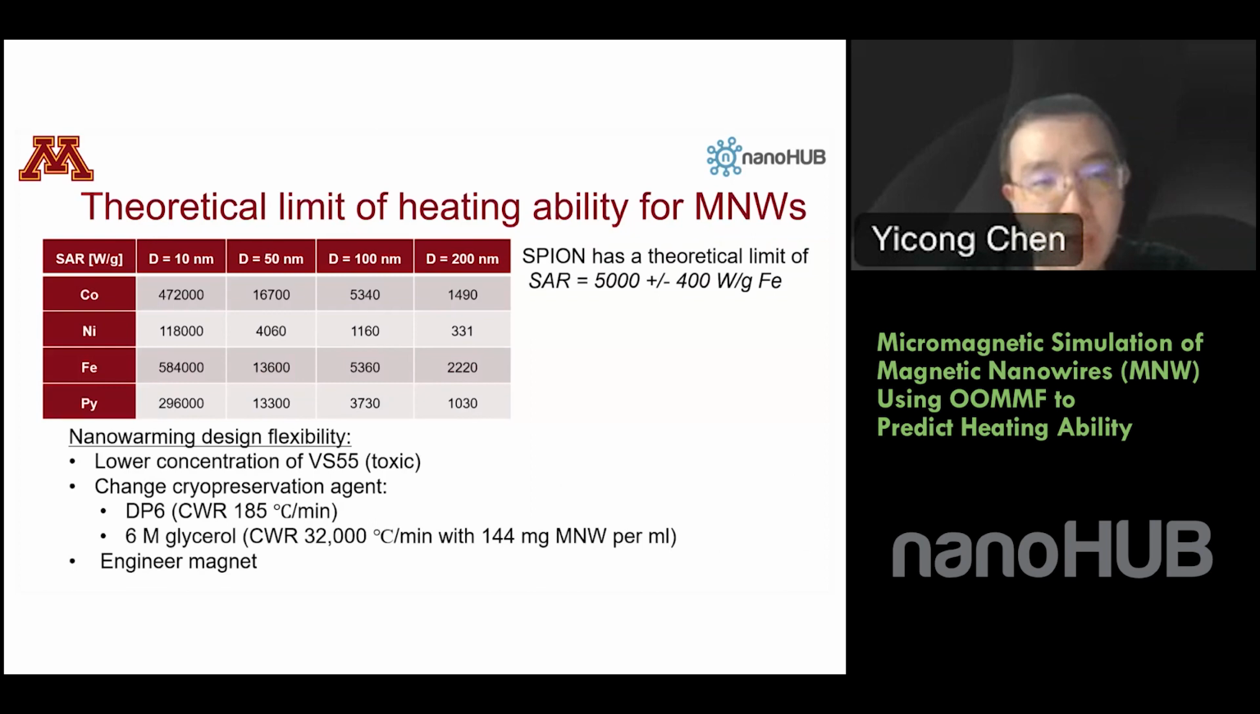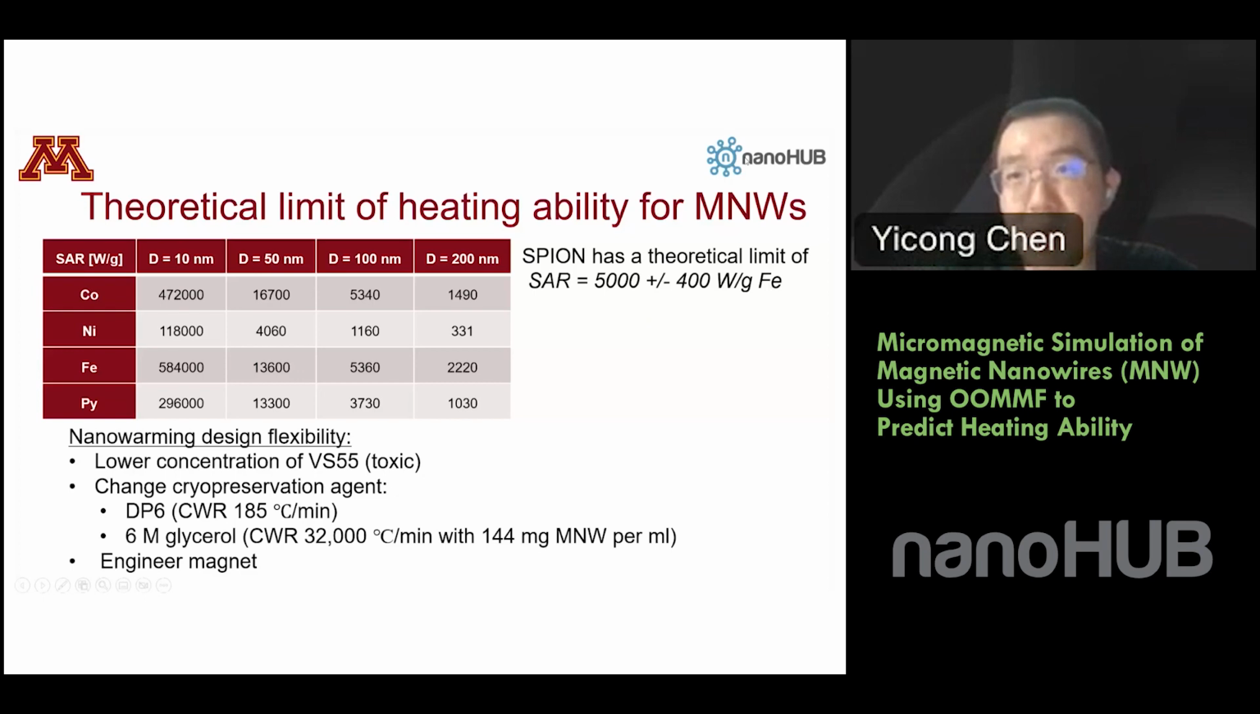So instead of actually fabricating those nanowires, we can use simulation tools like OOMMF today to run the simulation, generate the hysteresis loop, and calculate the predicted SAR value. You can see that our magnetic nanowire can have a very competitive SAR value compared to SPIONs, which are not typical materials used for the nanowarming process. And that concludes the introduction about the background information of nanowires and the nanowarming process.